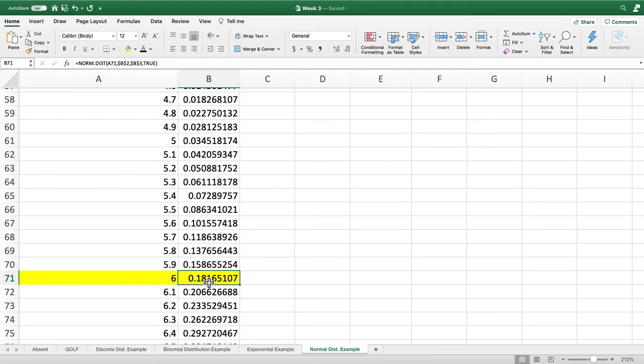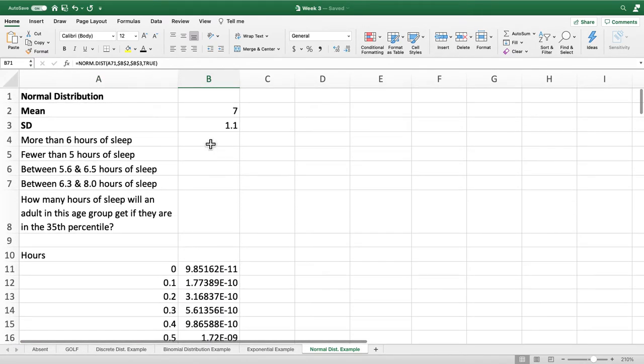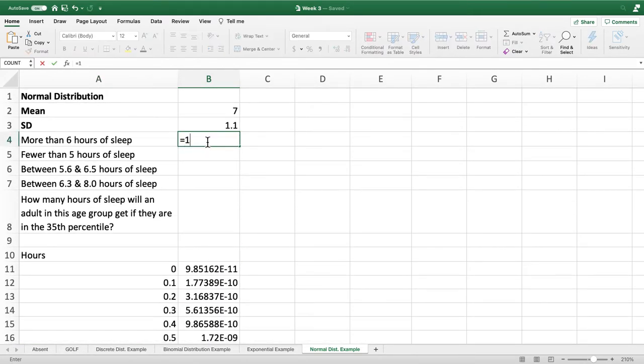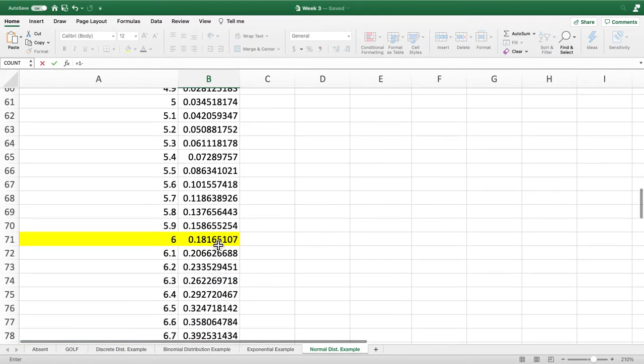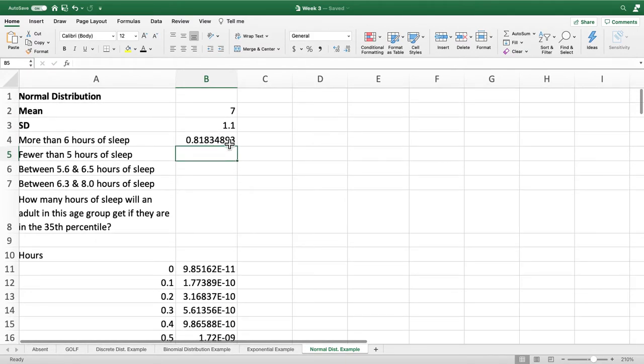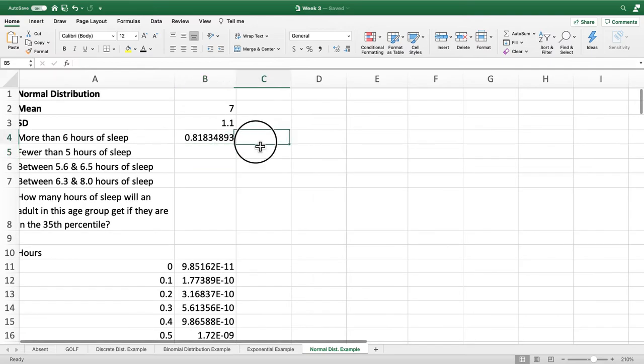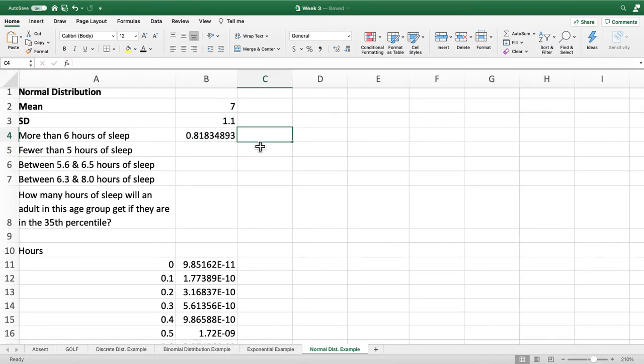So it's B71. We can come up here and type in equals 1 minus, and then we go down here and type in, or just type in B71. Hit enter, and we get 0.818, or about 81.8% of people. There's an 81.8% chance that a randomly selected person would get more than 6 hours of sleep.